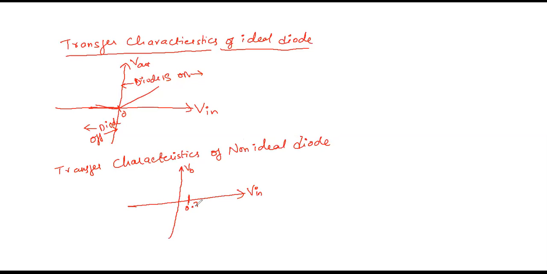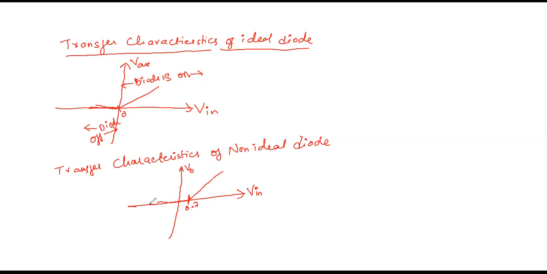If it is made with germanium or silicon material, there will be a different value. So 0.7 volts cut-in voltage, if the material is silicon. If it is a germanium material, it will be from 0.3. So the diode will conduct from 0.7. It will not conduct from 0 if it is not ideal.